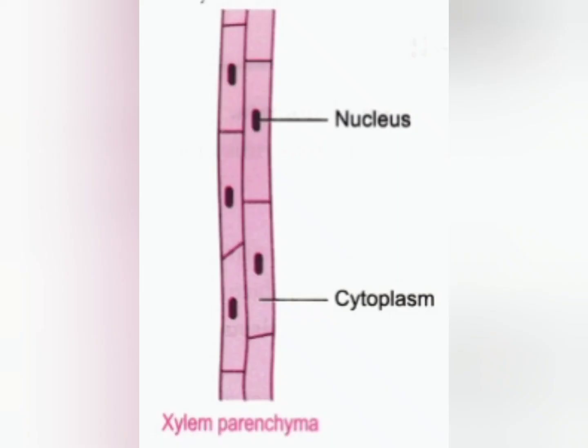Next and the final one is xylem parenchyma. It consists of living cells present inside the xylem. Cells of xylem parenchyma store food. They also help in slow lateral conduction of water. So these are the four parts of xylem.